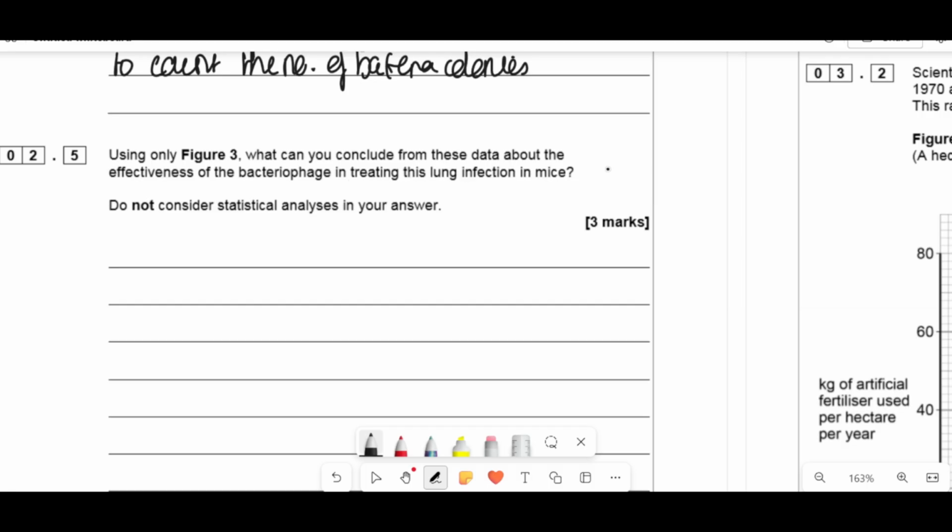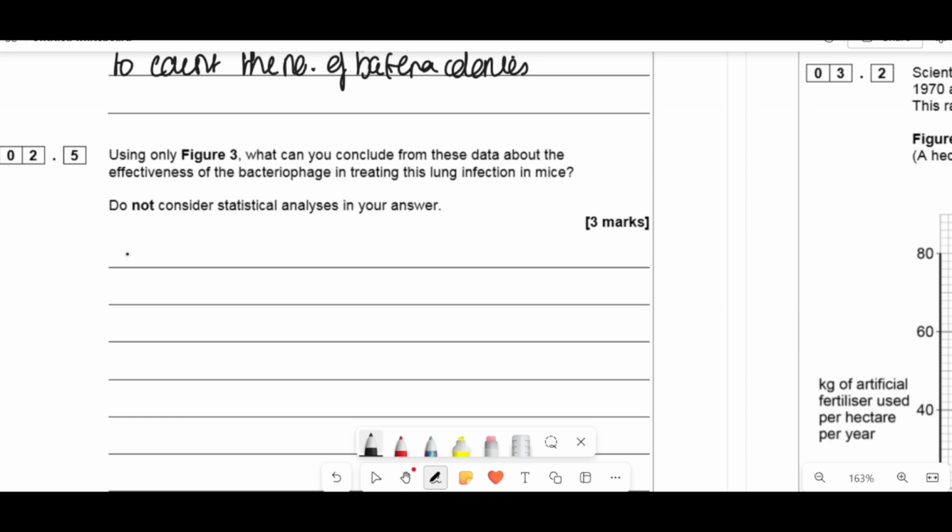So now it says, what can you conclude from this data about the effectiveness of the phage in treating lung infection in mice? Do not consider statistical analyses in your answers. And here you can't talk about overlaps and this and that because there is no SD here, and they've also instructed you not to. So here then, what it's saying is, can you say this is effective at treating this?